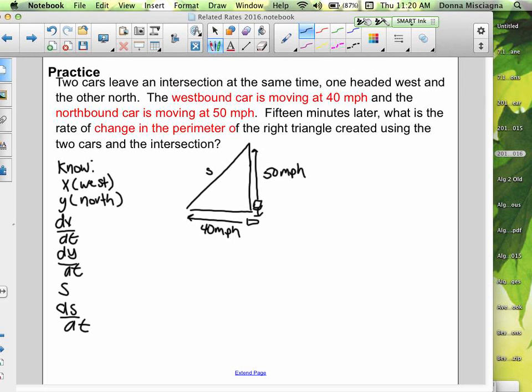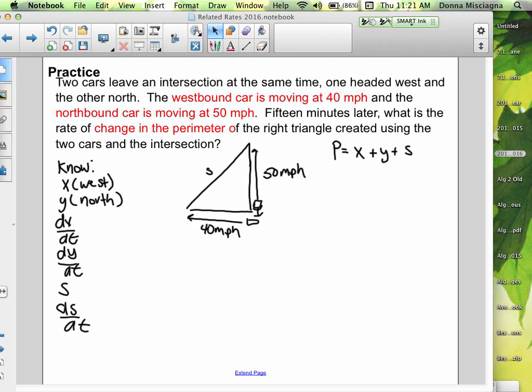Because now the perimeter of our triangle, we just add up the sides, right? X plus y plus s. So to find the perimeter of the triangle, you just add up the sides. And all of them are changing. The distance between those cars is changing as they're moving farther and farther away from one another. So we're going to have to find all of these values to be able to find the rate of change in our perimeter. And it might be that we have to use two equations. But this is our ultimate goal, the perimeter one over there. So I'm going to put that over there.